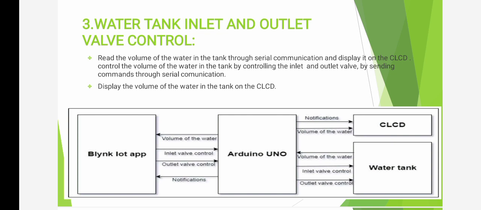Now we will discuss water tank inlet and outlet valve control. Read the volume of water in the tank through serial communication and display it on the CLCD. Control the volume of the water in the tank by controlling the inlet and outlet valve by sending commands through serial communication. Display the volume of the water in the tank on the CLCD. This is the block diagram for the water tank inlet and outlet valve control.